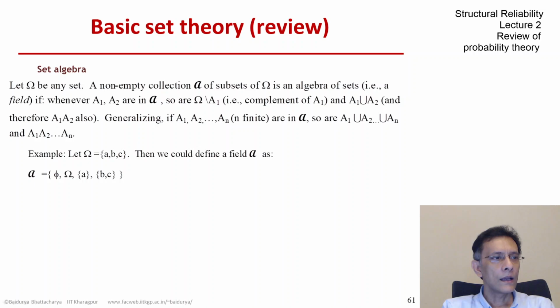So let's say we have the sample space omega consisting of 3 elements, A, B, and C. Then we could define a field script A, which is a collection of subsets of omega, as the null set, which must always be there, and its complement, so the sample space should also be there, and then A and its complement BC. So these 4 would constitute a valid algebra of sets from this sample space.